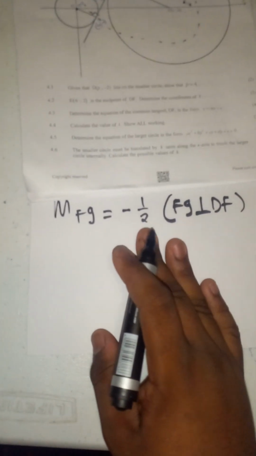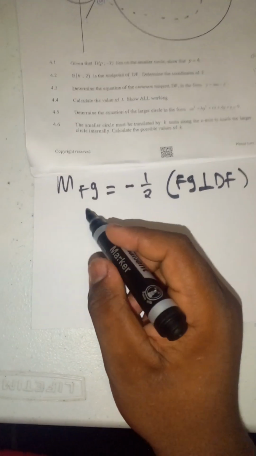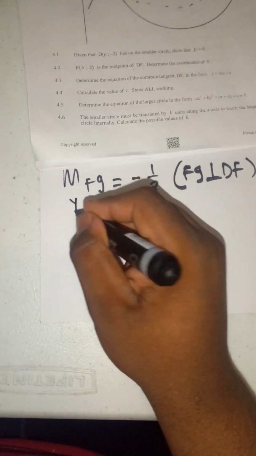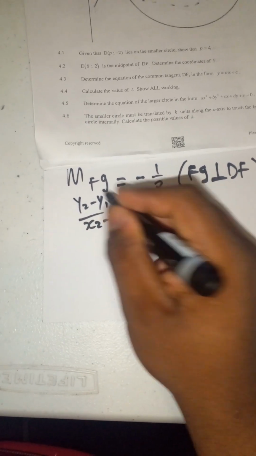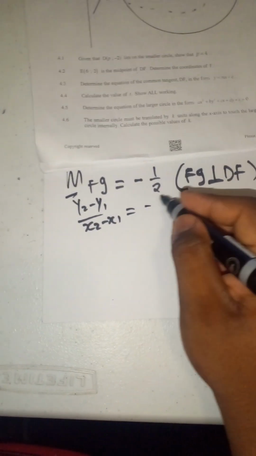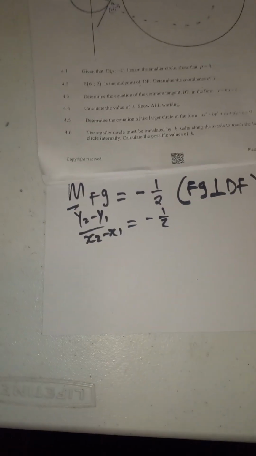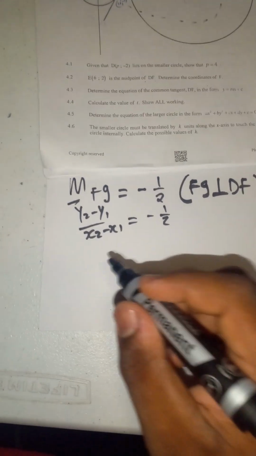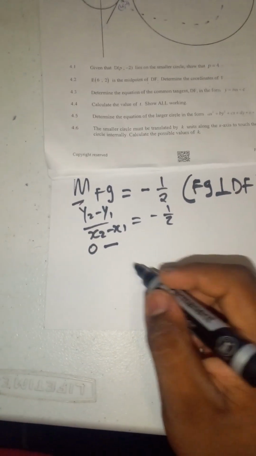And then after that, you're going to continue here. After saying the gradient of FG, that is when you're going to substitute. So now y2 minus y1 over x2 minus x1, because it is the gradient, equals -1/2. Now let's go. We are going to take the y coordinate at G. So we have 0 minus the y coordinate at F.